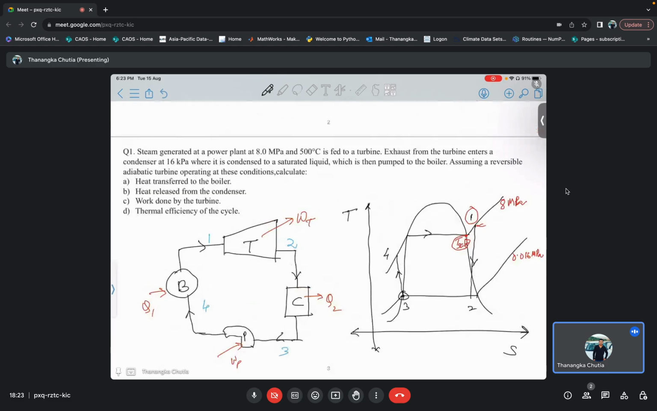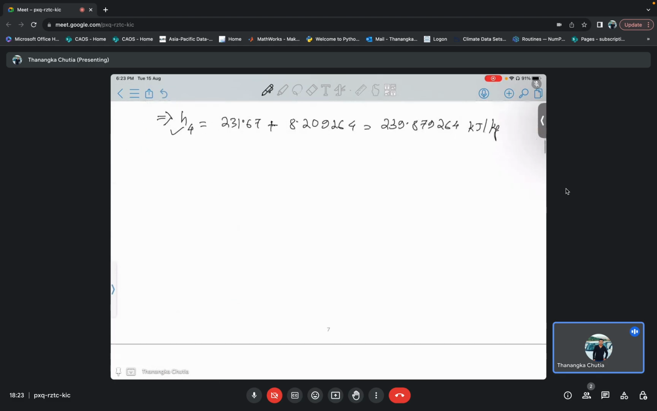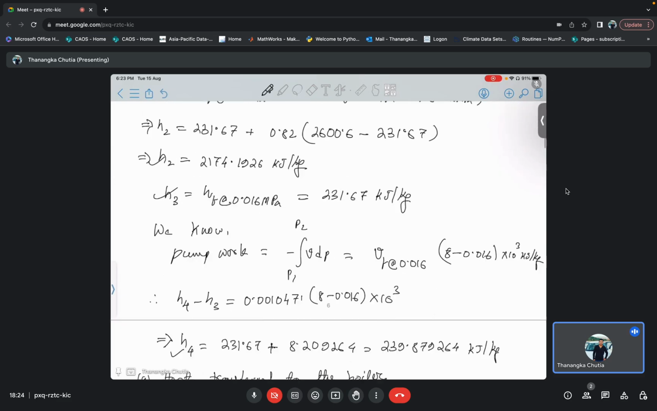Okay, so what is the first question? The heat transferred to the boiler. So what is my heat transfer to the boiler?